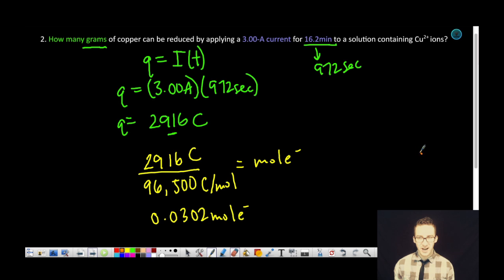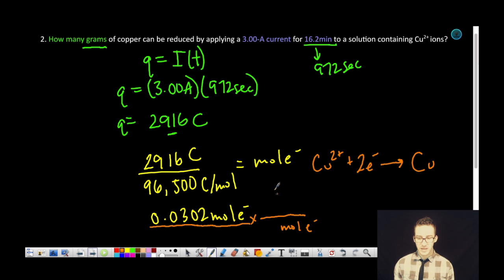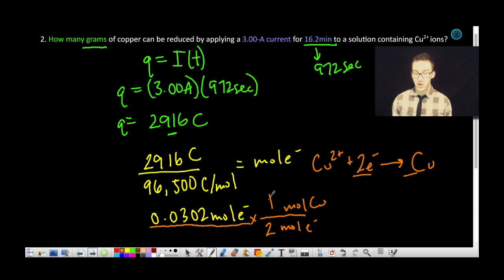As we think about how much copper can be formed from the reduction of copper 2 ions, we need to write our reduction half reaction, which would look just like this. And then we're going to apply a little bit of stoichiometry to solve this problem. We've got our 0.0302 moles of electrons. As we think about where we're going next, I want moles of electrons to cancel out. I'm going to go to moles of copper. The relationship in our reduction half reaction is for every 2 moles of electrons gained, we're going to get 1 mole of solid copper.